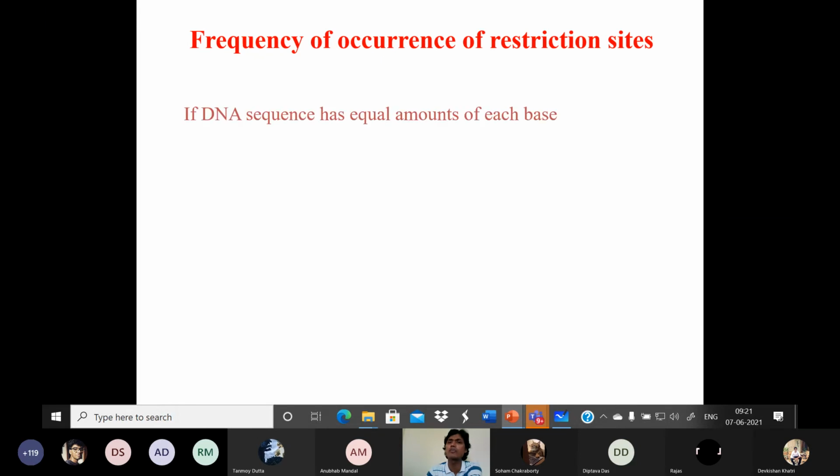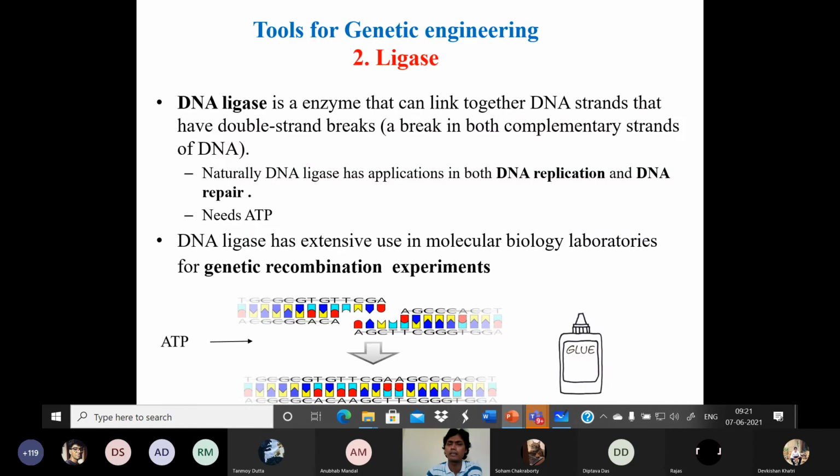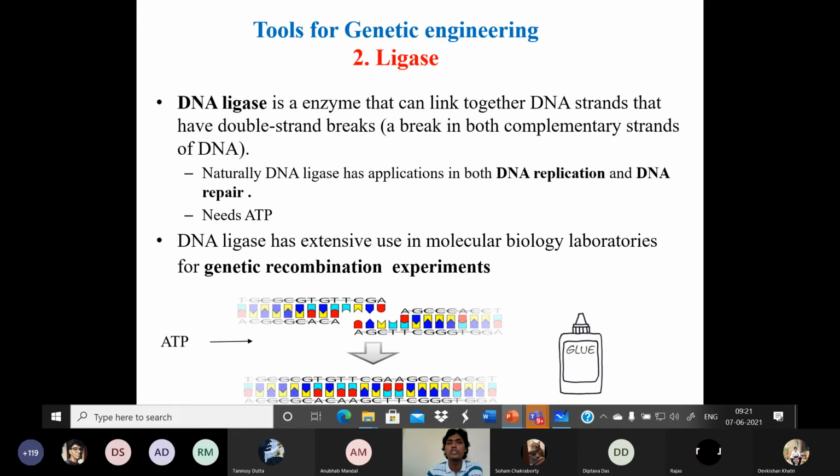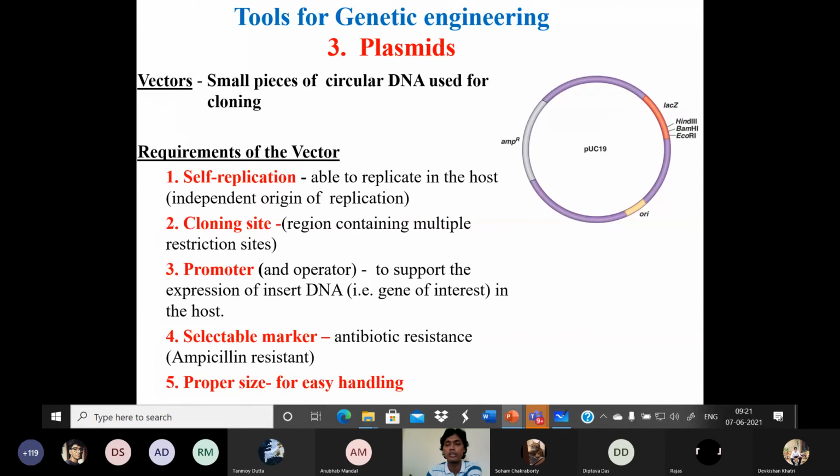Here is some frequency of occurrence of restriction sites. This is some mathematics, basically: if bases are randomly distributed, what will be the number of restriction sites. All those things you can understand later, no problem. The ligase is DNA ligase. They seal the double-stranded break. As I told you, after restriction digestion, you have to put the digested plasmid, that means the clipped plasmid, and the clipped DNA together, and then add DNA ligase. In the presence of ATP, it will seal the gap and make the plasmid intact again.